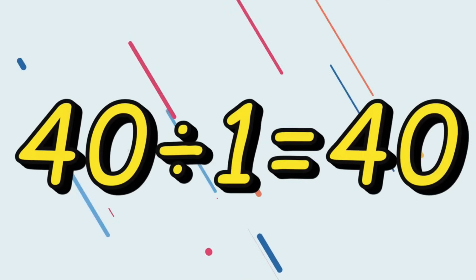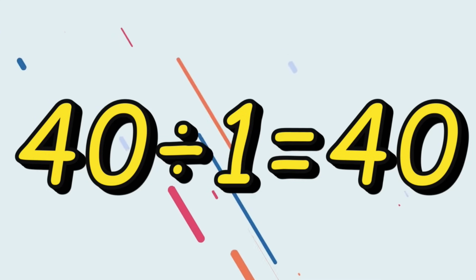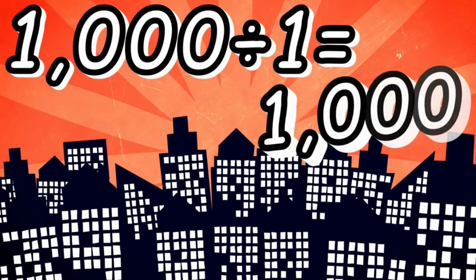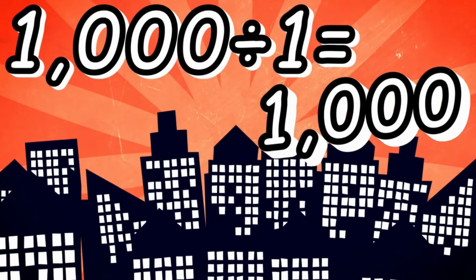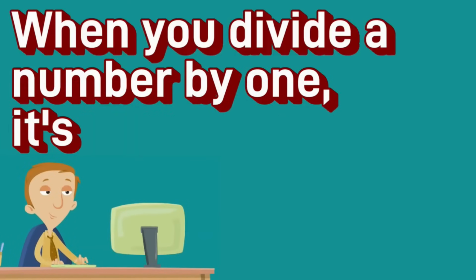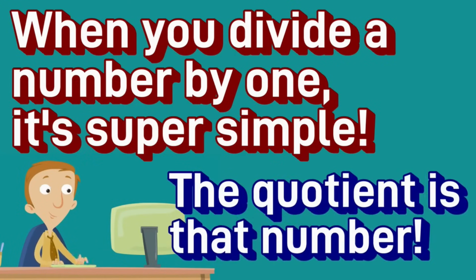40 divided by 1 equals 40. It's 40 getting divided into just 1 group. 1,000 divided by 1 equals 1,000. It's 1,000 divided into just 1 group. When you divide a number by 1, it's super simple. The quotient is that number.